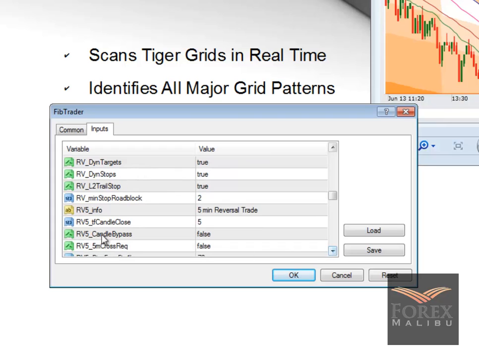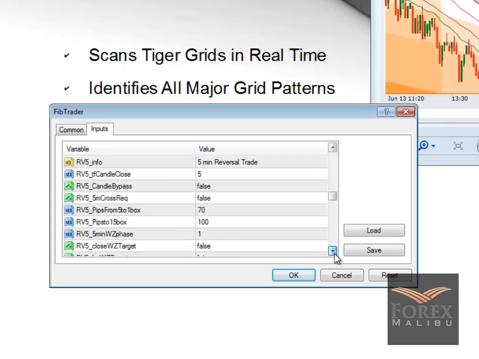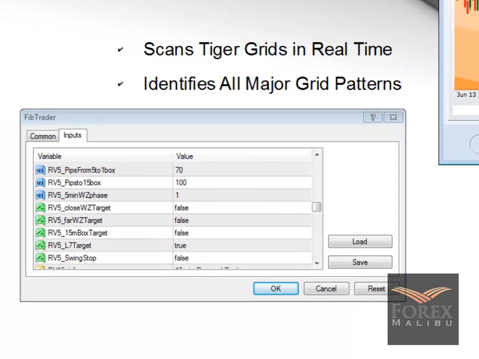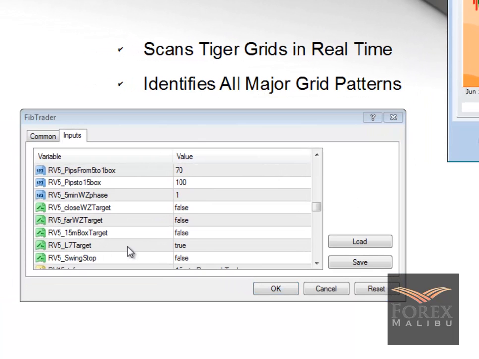You can just put hard stops in, but over time they consistently don't work as well as the dynamic levels do. What you can do is, first you have a minimum stop roadblock. So if it goes against you and breaks through that roadblock, it's going to take you out of that trade. So it's always watching where the roadblocks are. But let me show you quickly. Here are all the targets: close white zone target, far white zone target. You can do a 15-minute box, which I can't show you right now because I don't have the whole reversal trade grid showing at the moment. And here's the L7 target.